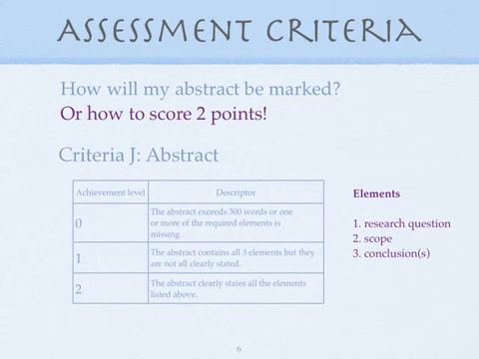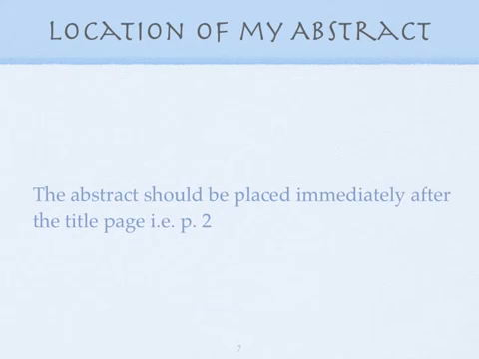Assessment criteria. How will my abstract be marked, or how to score 2 points? The Criteria J abstract has achievement levels and a descriptor of how to achieve that. And the elements of this are the research question, the scope, and your conclusion or conclusions. Location of my abstract. The abstract should be placed immediately after the title page, i.e. page 2.